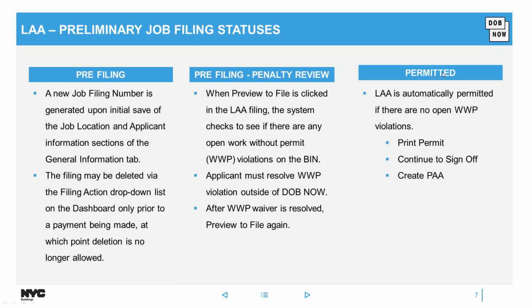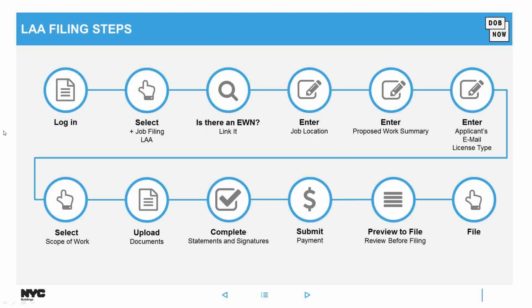Once the LAA filing is permitted, if there's a need to create a post-approval amendment, it can be done. Only one PAA can be in progress at a time, though, but it can be done from the time that the filing is permitted up to the time where it's signed off. Once it's signed off, no post-approval amendment would apply or could be created.